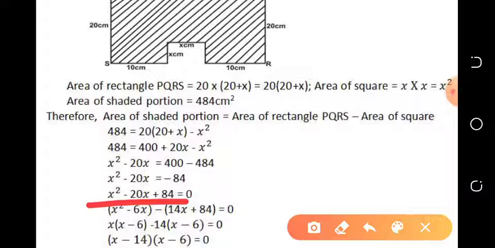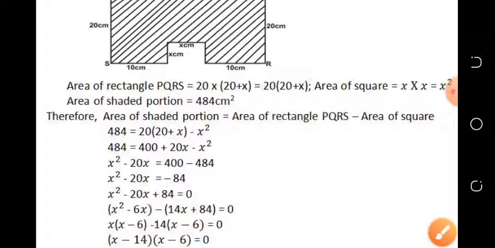Now how do we solve this quadratic equation? We're going to use the method of factorization. We have different methods of solving quadratic equation. We have factorization method, we have formula method, we have graphical method, and we have completing the square method. So in this solution, we're going to use factorization method.